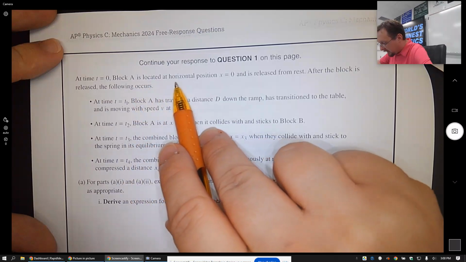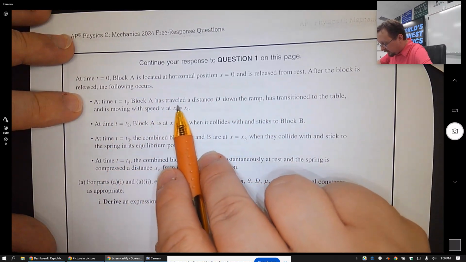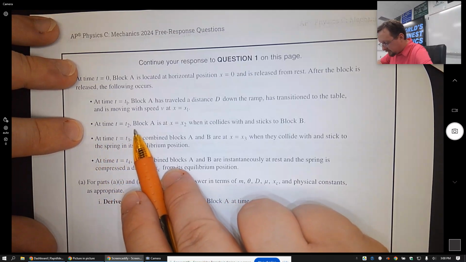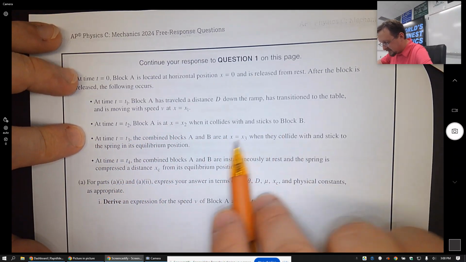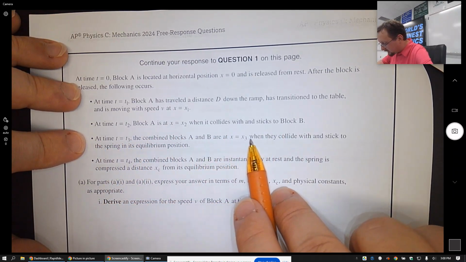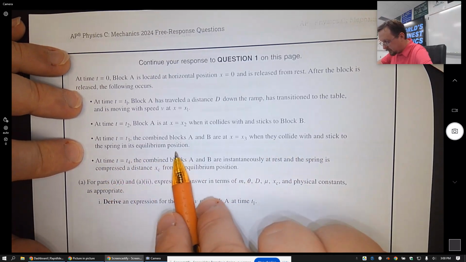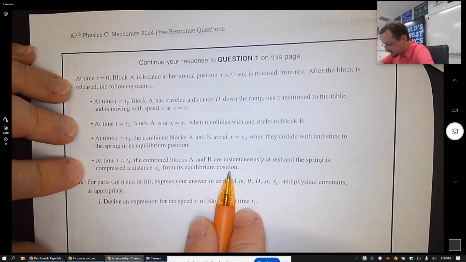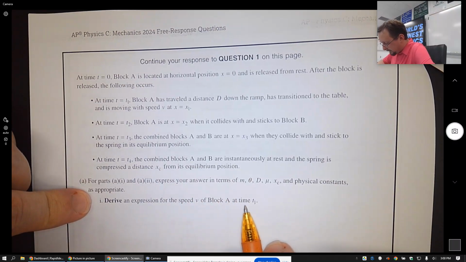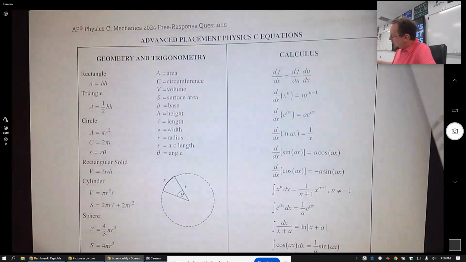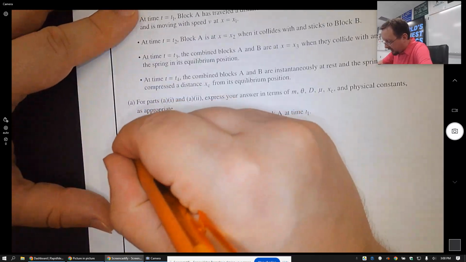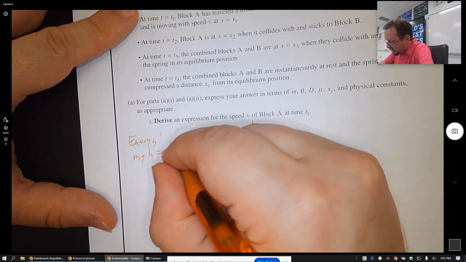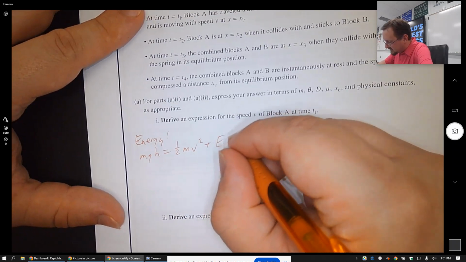At time 0, block A is released. At T1, the block has traveled the distance D down the ramp, has transitioned to the table, and is moving at speed V. At time T2, block A collides with B and sticks. At time T3, the combined blocks collide with and stick to the spring. I'm assuming the spring has no mass of its own. The combined blocks are instantaneously at rest, spring compressed. Okay. Derive an expression for V of block A at time T1. There's probably a couple of ways you could do it. You could do it with energy. And so energy would look something like this. You'd have mgh becomes 1 half mv squared and energy dissipated.